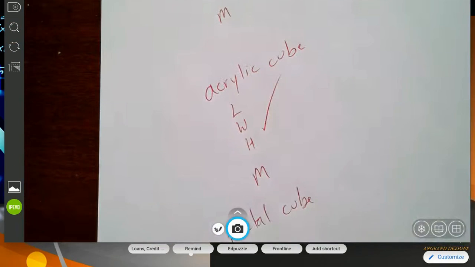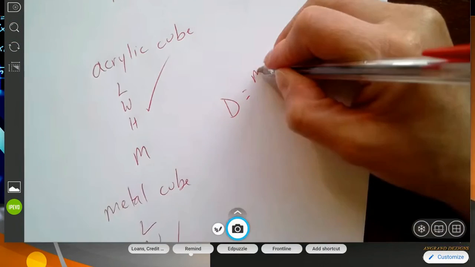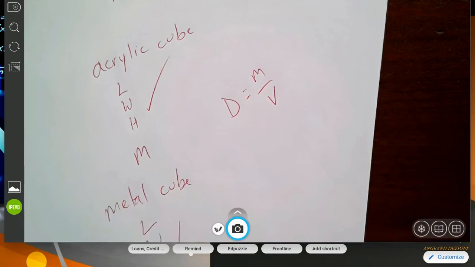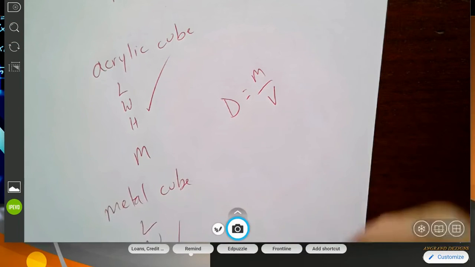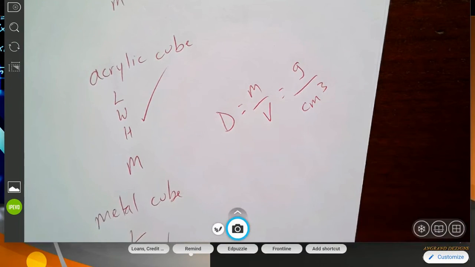So, remember again, density equals mass over volume. And for what we are doing, our masses are in grams and our volumes are in centimeters cubed. And that's what we've got.